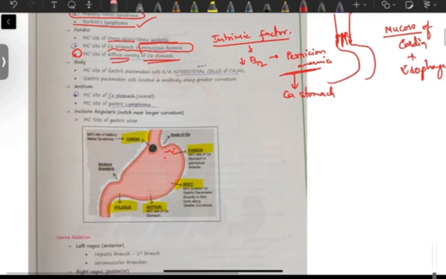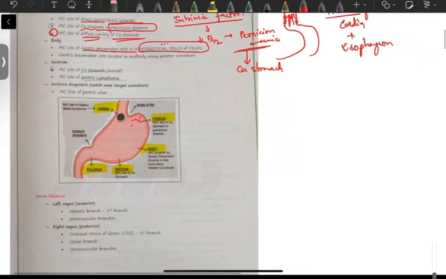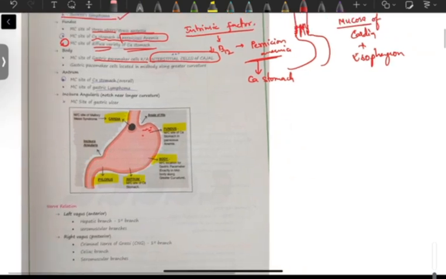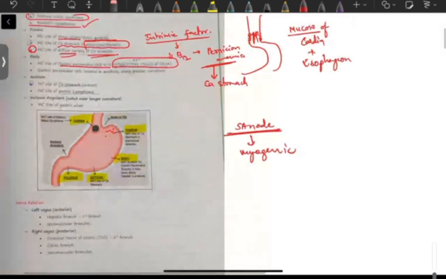Okay, so what do we need to know about the body of the stomach? It is the most common gastric site of gastric pacemaker cells, that is also known as interstitial cells of Kahal. Just like the pacemaker cells in the heart, that is the SA node, which is myogenic, it fires on its own. Similarly, there are certain cells in the stomach, located in this body of the stomach, and they are called interstitial cells of Kahal. Okay, these are pacemaker cells.